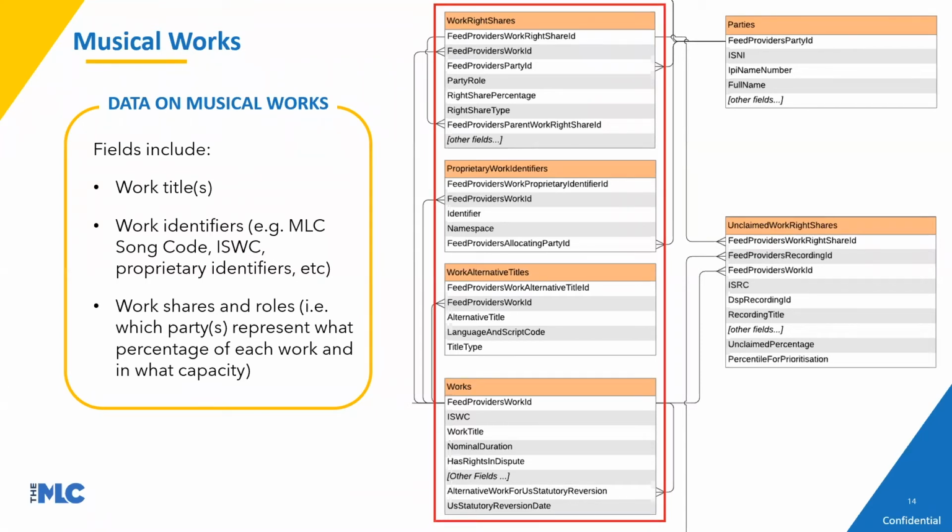And then going a bit deeper into the data, we also have work shares, so the portion that each party represents in the work, that is the percentage, and their roles in the work. So if they are, for example, a composer, a lyricist, publisher, administrator, etc.